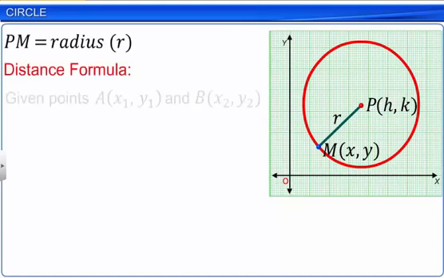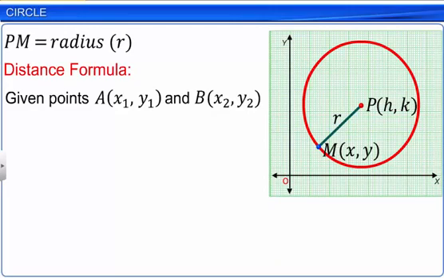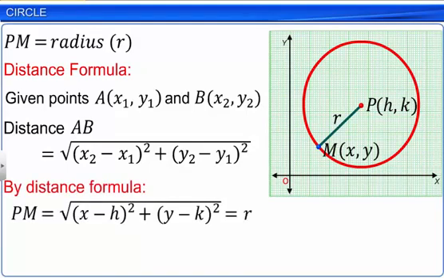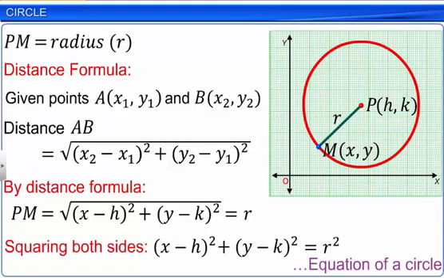Recall the distance formula used to find the distance between 2 points whose coordinates are known. Applying the distance formula, we find an expression for the radius of the circle in terms of the coordinates of its center, P, and a point M on it. Squaring both sides, we get the equation representing a circle in a coordinate plane. In this expression, h and k represent the coordinates of the center of the circle and r represents its radius.